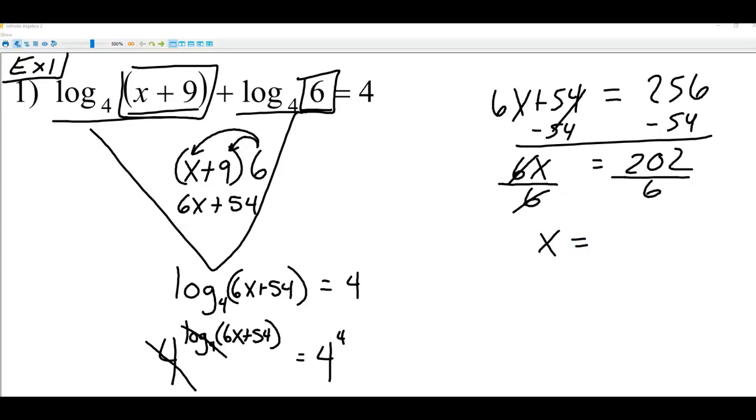It doesn't go nicely. Now what we can do is reduce it though. Thank you for checking that, by the way. What goes into both of these numbers is at least 2, right? They're both even. So I'm going to reduce, and I get 101 over 3. Just make a note here: reduce by 2. Right, there it is. So everything from here down was old news. It's just that first step that was new.